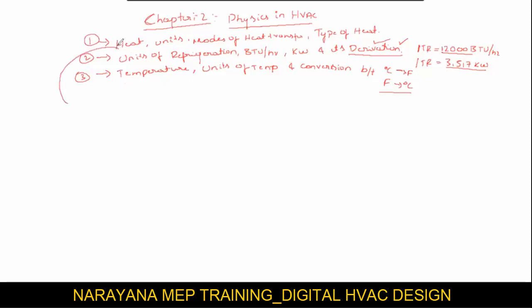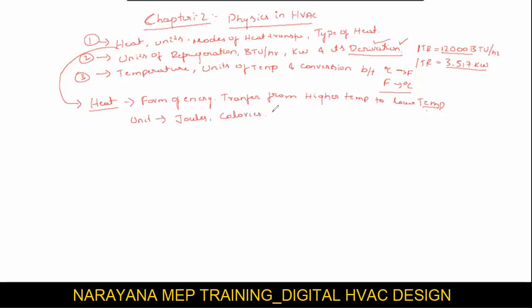Let us take the first one: what is heat? We have defined heat as a form of energy which always transfers from higher temperature to lower temperature. What is the unit of heat? Joules or calories or BTU. So this is basically heat.